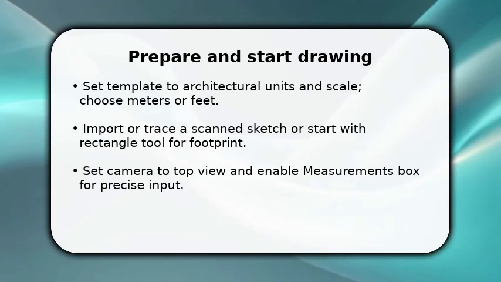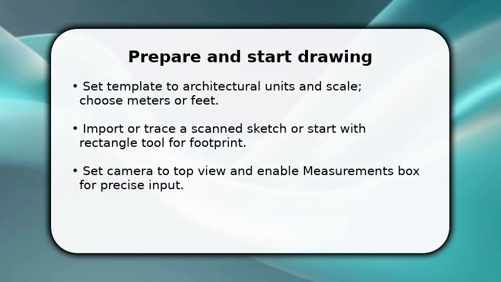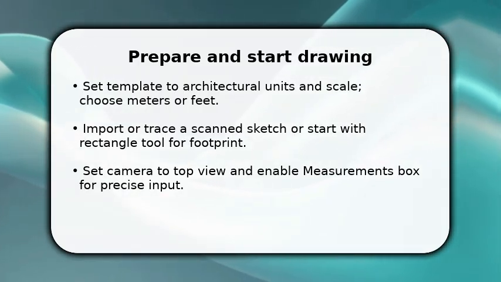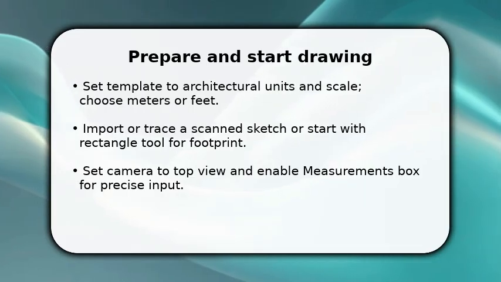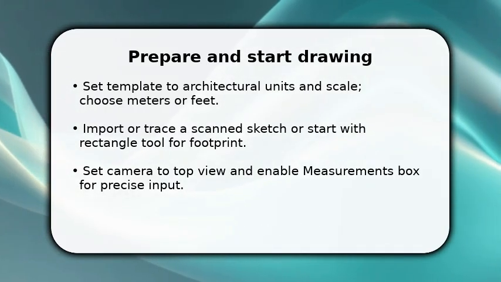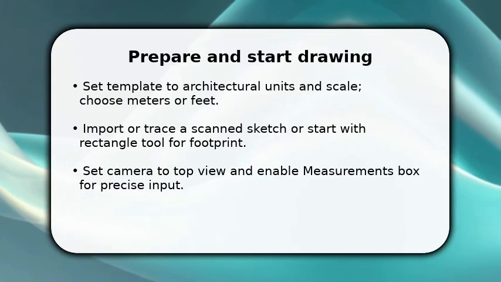Enjoy the video. You begin by choosing the right template and units so dimensions match reality. This saves rework. Once done, import a site scan or place a rectangle to match your exterior walls and make sure the camera is in top view for accuracy. Use the tape measure and measurements box to lock in lengths. This gives you precise 1:1 input.